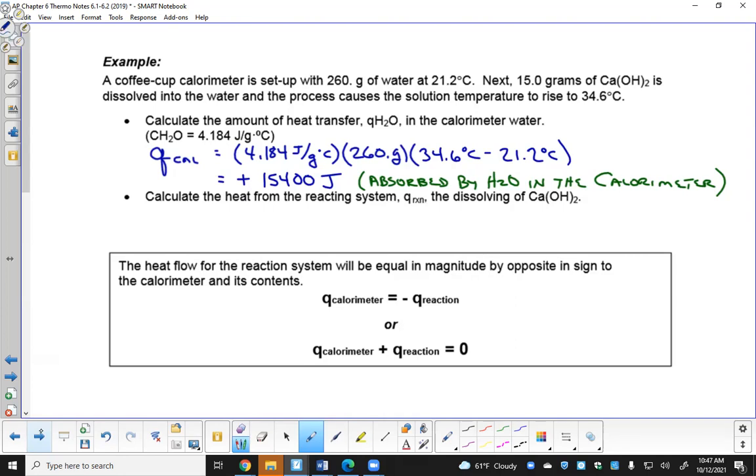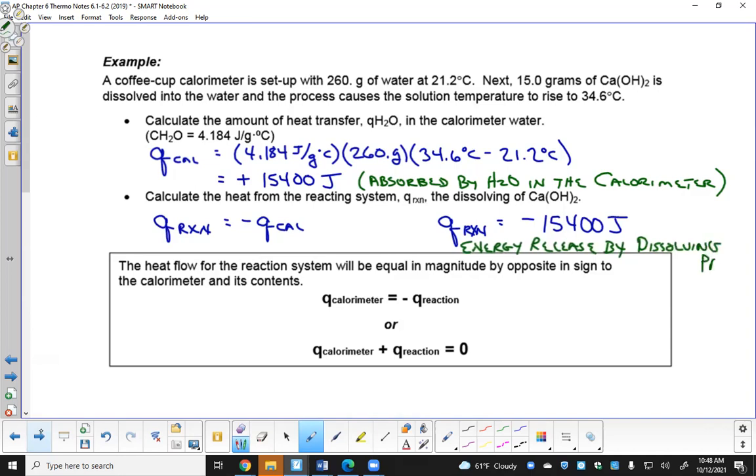Next, we're supposed to calculate the heat from the reacting system. The stuff we put in the calorimeter was producing the energy that made this go up. So the Q of the reaction is essentially going to be the opposite of what the Q was in the calorimeter. The calorimeter absorbed that energy, then the reaction was releasing that energy, and they're giving me the same magnitude, just opposite signs. So the Q for the reaction in this case is going to be a negative 15,400 joules of energy. I'll call this the energy release by the dissolving process.